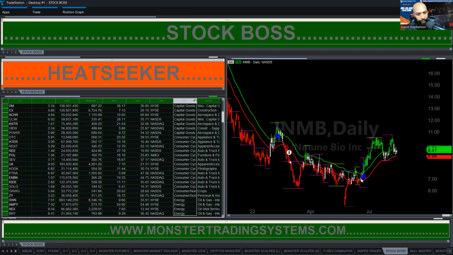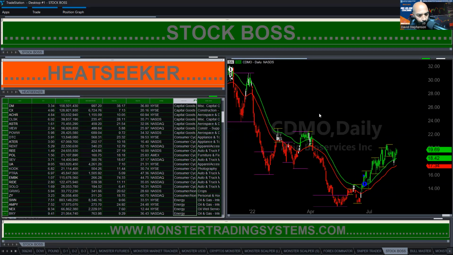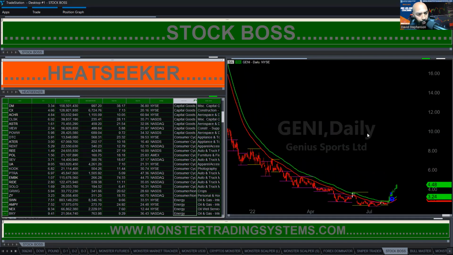And these are current trades. I just want you guys to look at the buy signal. Most of these trades were taken from the buy signals. And these here are biotechs. CDMO. Buy signal right here. GENI.